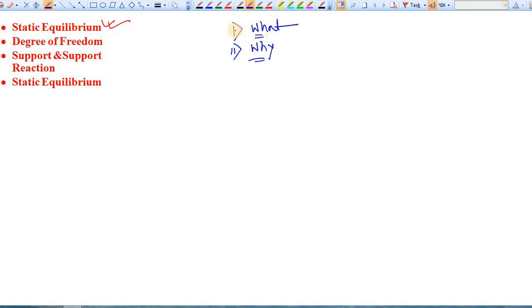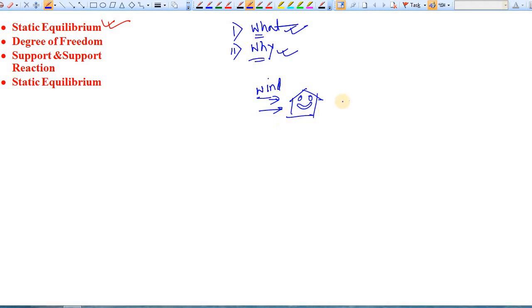The first question is, today we are going to learn static equilibrium. But why? Well, the very basic job of a civil engineer is that there is a structure. Let's say this is a structure, and to this structure there is a threat. Let's say this is a storm, or a wind. So this is the threat and this is the structure.